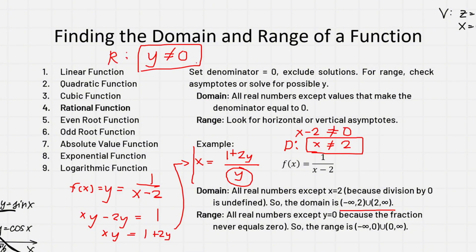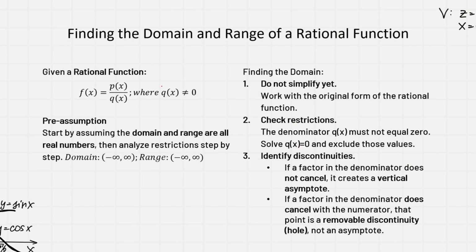And if you're going to express it in interval notation, that will be negative infinity, comma 0, parenthesis, union, parenthesis 0, positive infinity, parenthesis. So this is the general way of finding the domain and range of a rational function.